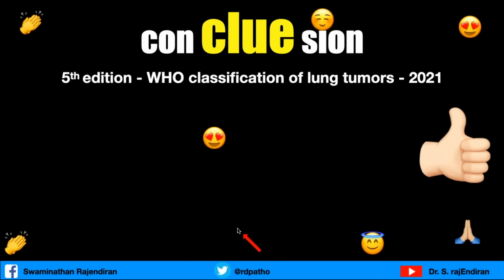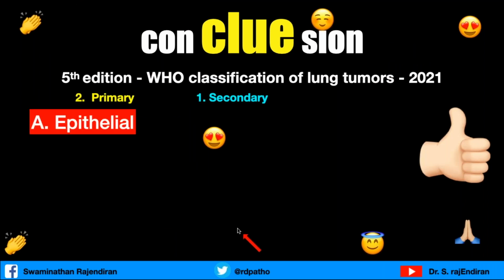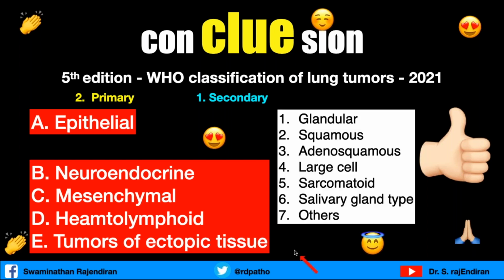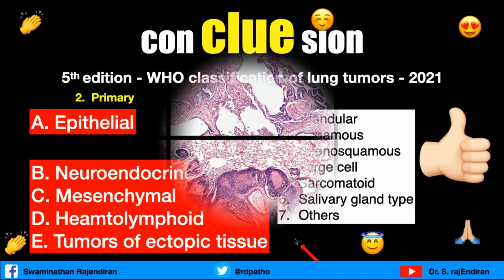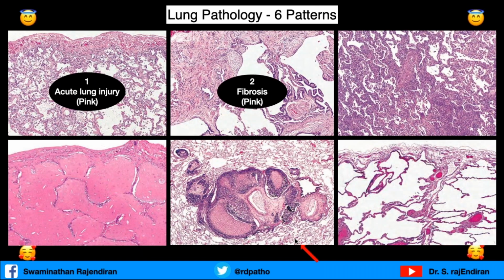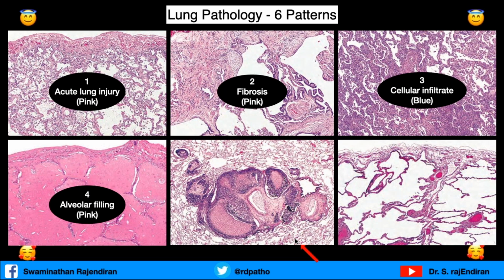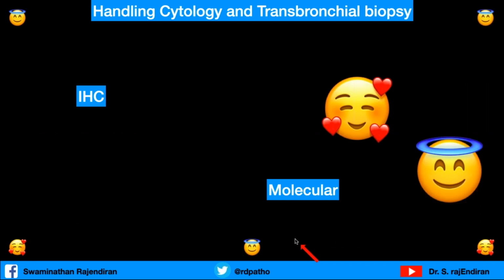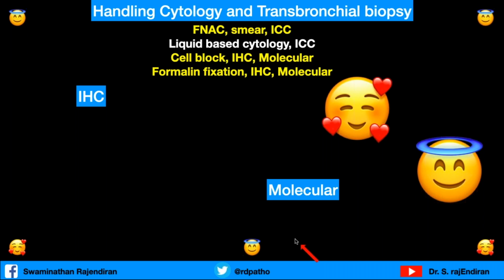Coming to the conclusion, the 5th edition WHO: secondary, primary, epithelial, neuroendocrine, mesenchymal, hematolymphoid tumors, tumors of ectopic tissue. In the epithelial: glandular, squamous, adenosquamous, large cell, sarcomatoid, salivary gland type, others. Lung pathology, 6 patterns: acute lung injury, fibrosis, cellular infiltrate, alveolar filling, nodules, and minimal change. And 3 things you have to remember: handling the cytology and the transbronchial biopsies, immunohistochemistry, and molecular studies. FNAC, smear, ICC, liquid-based cytology, cell block, IHC, molecular.